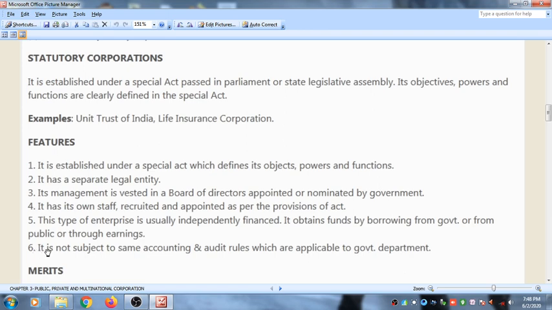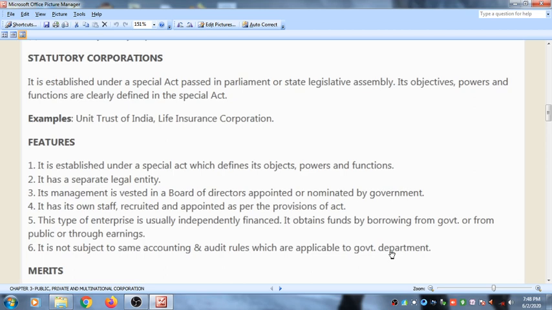Now the sixth feature is it is not subject to the same accounting or audit rules which are applicable to the government departments. So these statutory corporations are free from government accounting and audit control. Why? Because they are not financed from the central budget of the government. And moreover, the employees of such enterprises are not government or civil servants.